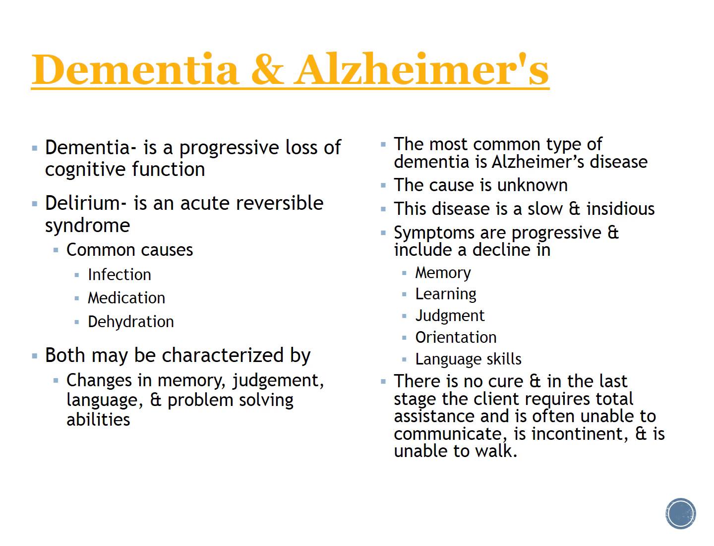There is no known cause for this disease. It's slow and insidious. It's progressive, and they have progressive decline in memory, learning, judgment, orientation, and language skills. As of this date, there is no cure. And in the last stage of this, the client will require total assistance and will often be unable to communicate, may be incontinent, and will be unable to walk.